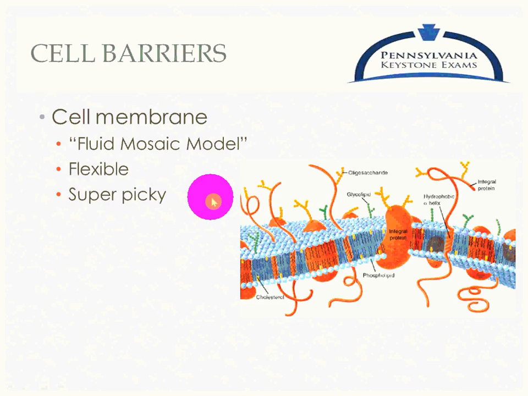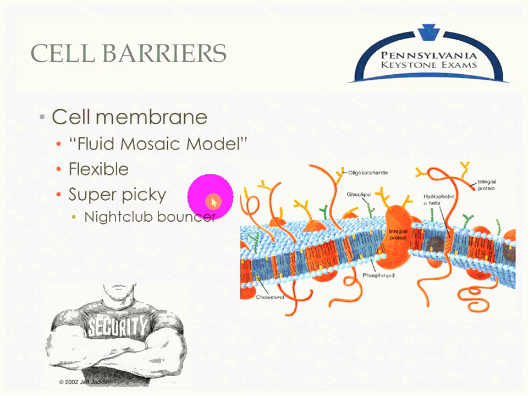Here I wrote super picky because the cell membrane is very, very specialized and very selective of what comes in and what comes out. A good way to think about it is a nightclub bouncer. Okay, the pretty girls are allowed to come in the club. Maybe the guys can't come in because we got to get that ratio of hottie girls in there. So that's kind of what we're looking at here. Every single cell has a cell membrane. Doesn't matter if it's a plant or an animal or a bacteria, they all have that cell membrane.